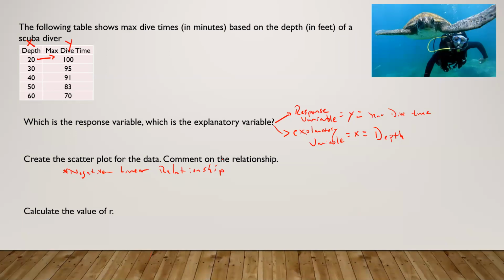So the next thing it asks for is to calculate the value of R. And this R is what we call the linear correlation coefficient. Yeah, Julia, if the scatter plot is all over the place, it would be described as no relationship. Yep, yep.